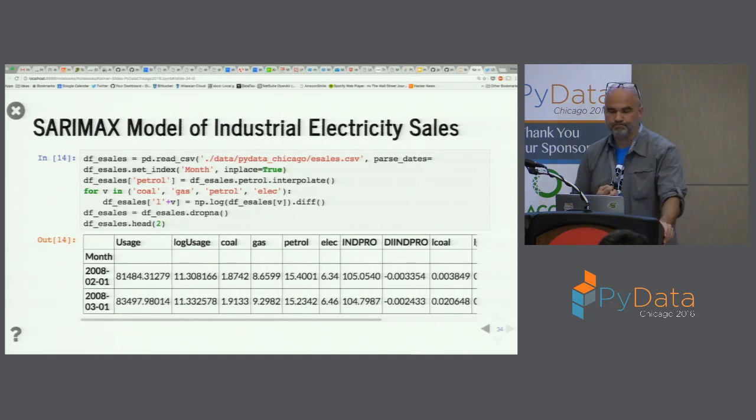So I'm trying to build a model here using what's called a SARIMAX model, which again is one of the implementations in the statsmodels state space library. What I'm trying to accomplish here is to forecast electricity demand in the industrial sector. Having read some papers on this, the common idea is that demand is affected by industrial production and the price of competing energy sources.